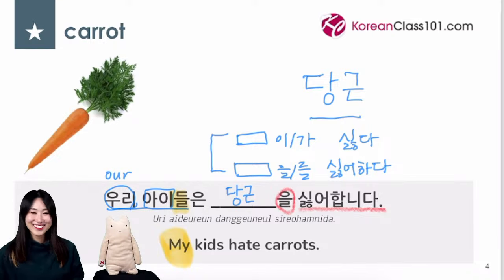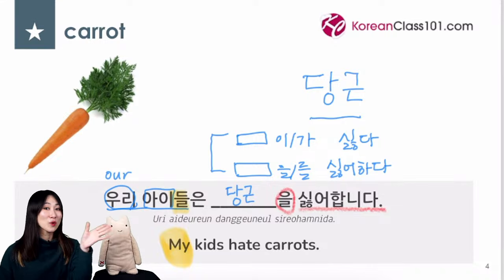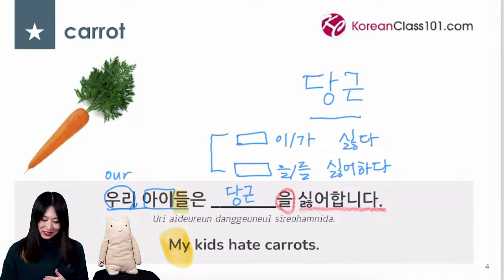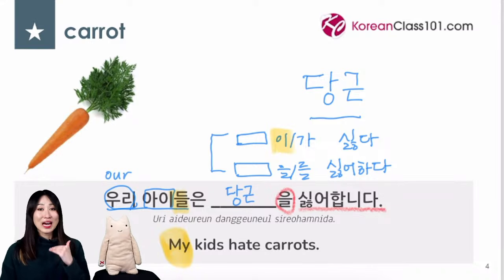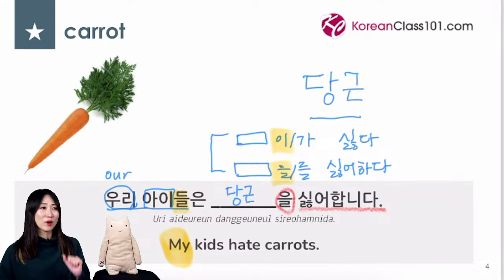True. Okay, so there are two ways to say I hate or someone hates: 이가 싫다 or 이가 싫어하다, as in 당근이 싫어요, 당근을 싫어해요. So please don't confuse these particles, because many people make mistakes here with these words and particles. 이가 싫다, 을 싫어하다. Okay, Kate, exactly, you used the sentence pattern that we just learned.